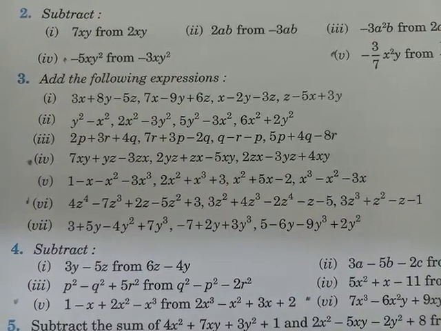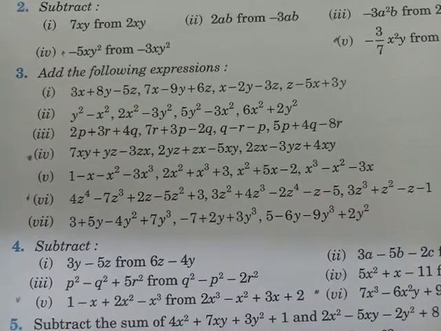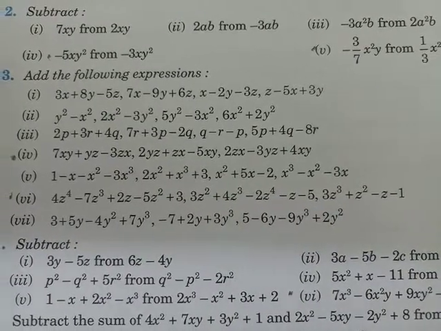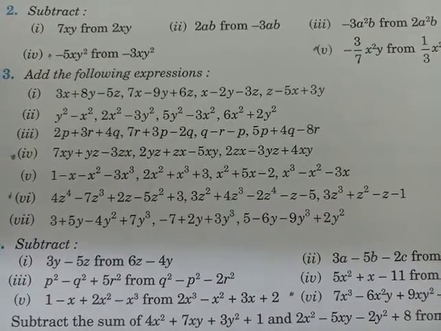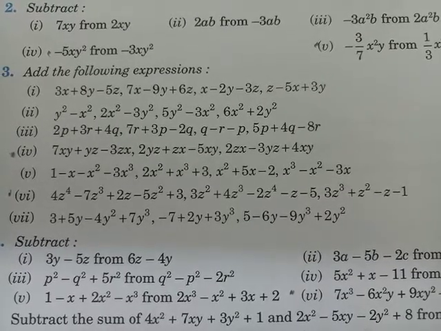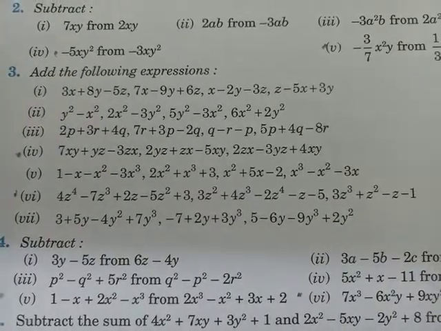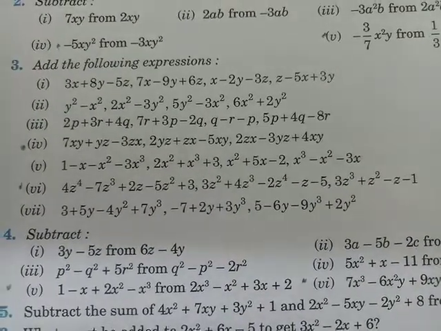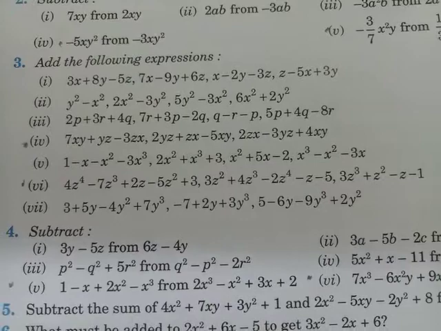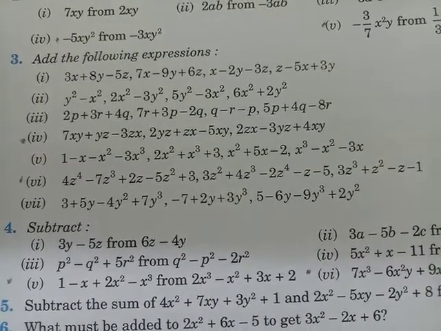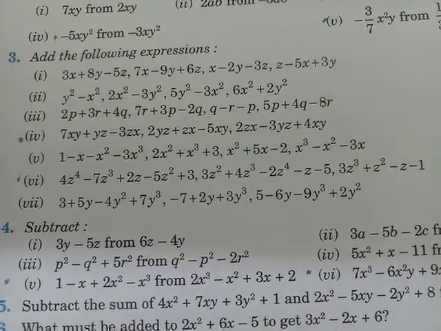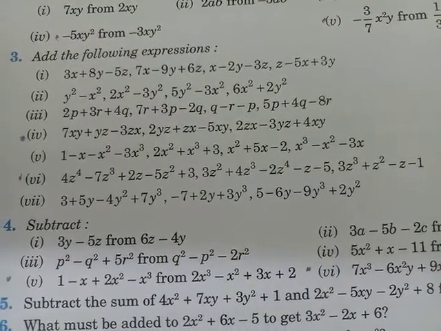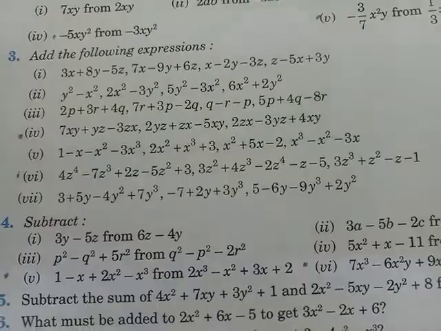Now we come to question number 3. They are saying add the following expressions. So we have to add the given expressions. The expressions are separated by commas. So I do question number 3, 4th and 6th part. Firstly, one part I'll do horizontally and the other part I'll do vertically. Whichever method you find more appropriate or easier, you can apply any one method.